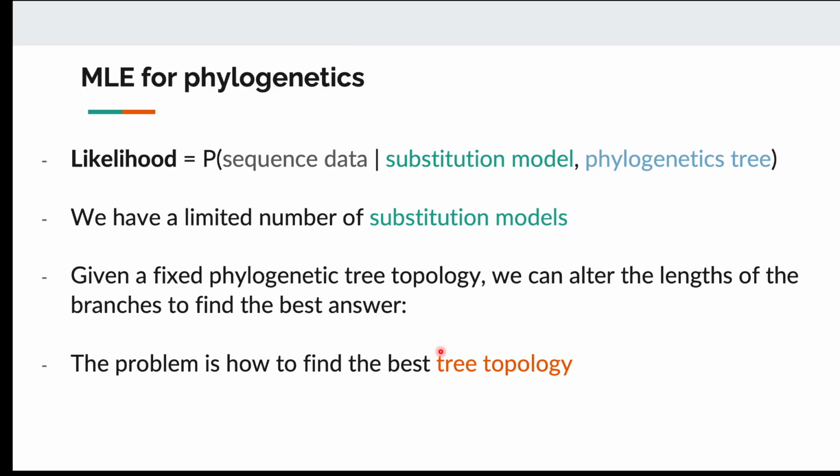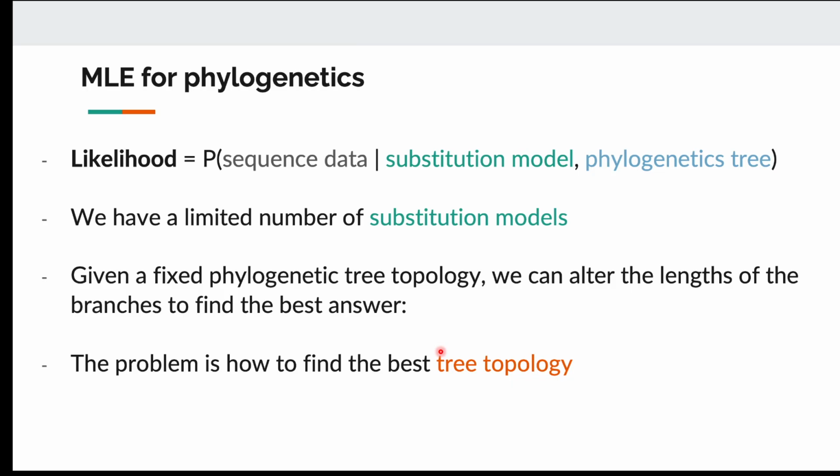But the problem is, how many phylogenetic trees do we have? If we have 10 species, do we have a lot of possible phylogenetic trees, or is it not that many? So let's try to think about this, and don't worry too much if it's too complex. But I just want to show you how many trees can be produced based on just a few numbers.